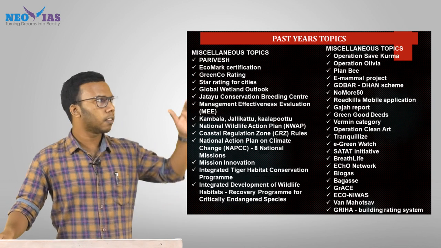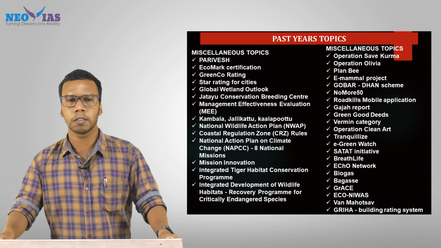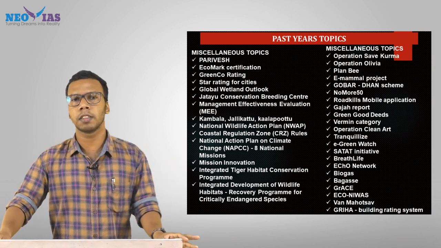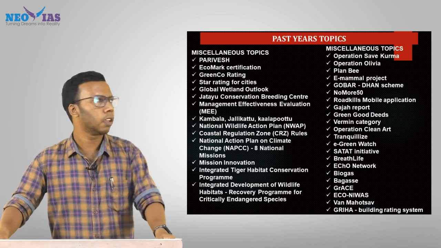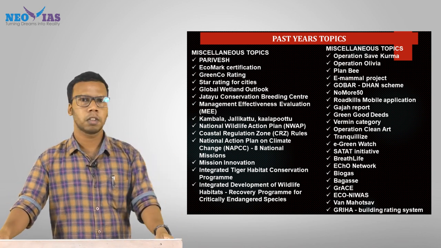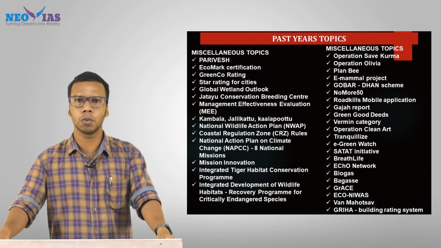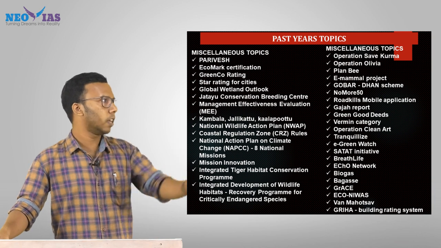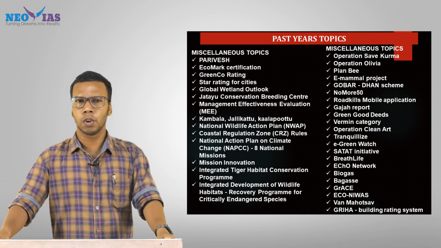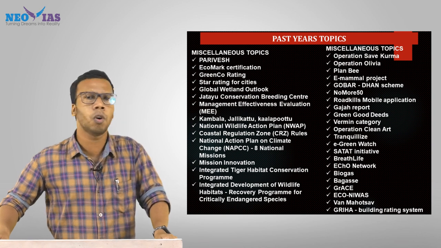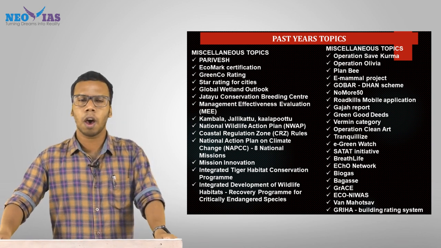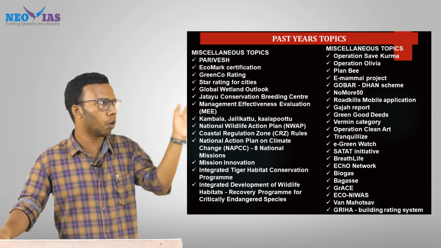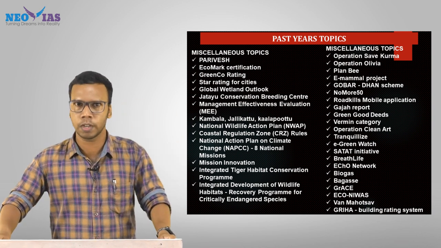Now, here are some miscellaneous topics which were in use in past years. Now, Parivesh, it's a web-based single window system to bring transparency in giving clearance. Then Ecomark certification or eco labeling was in the news. Then green company rating, star rating for cities, global wetland outlook. Regarding the global wetland outlook, you need to know who is the authority releasing it, and what is the relation between the global wetland outlook and the Ramsar Convention.